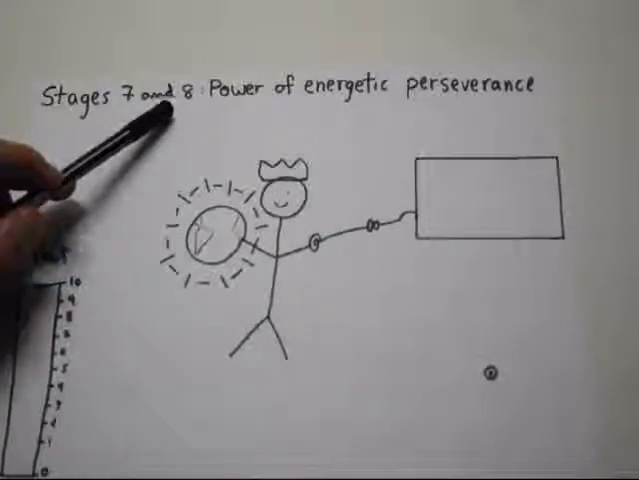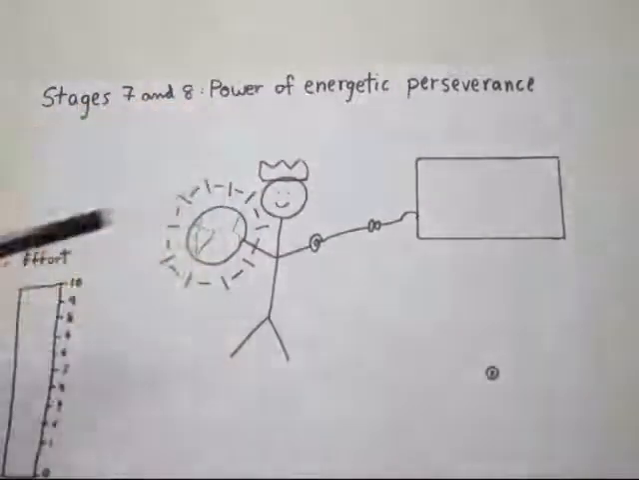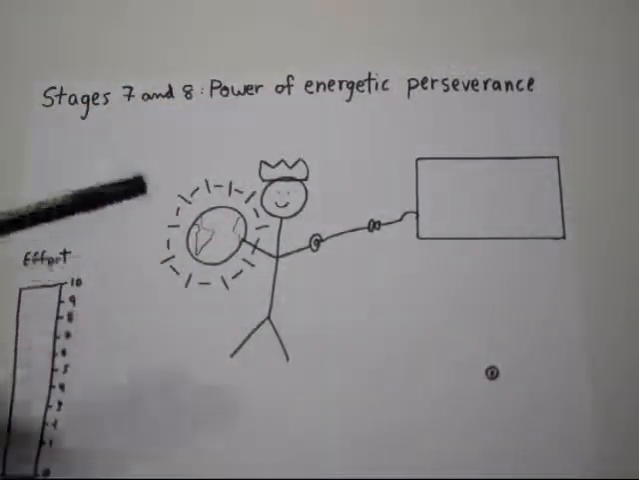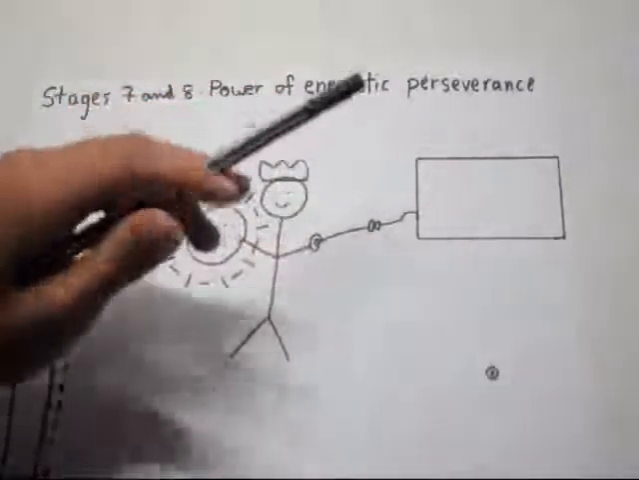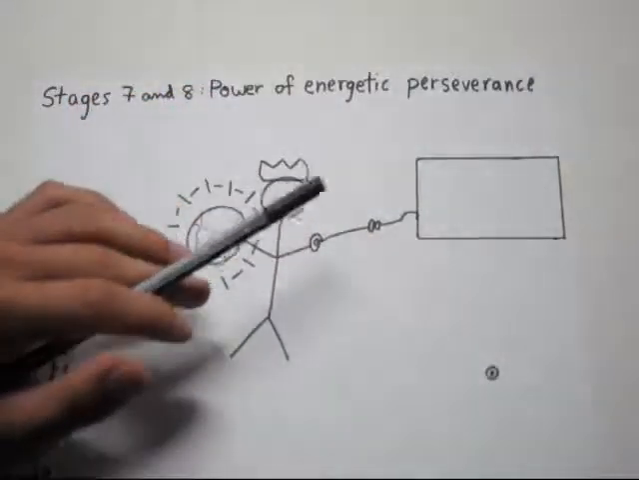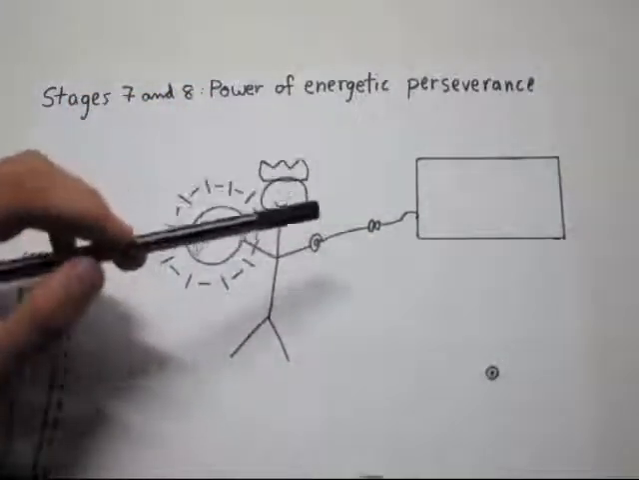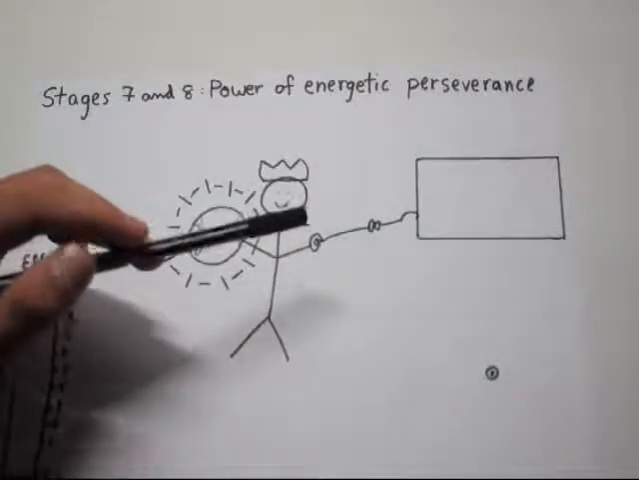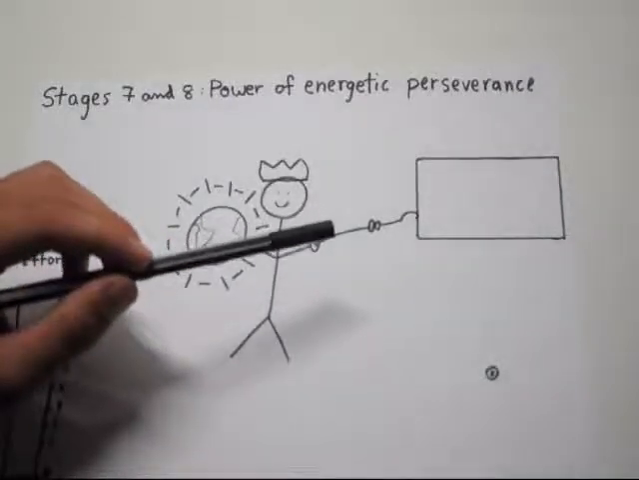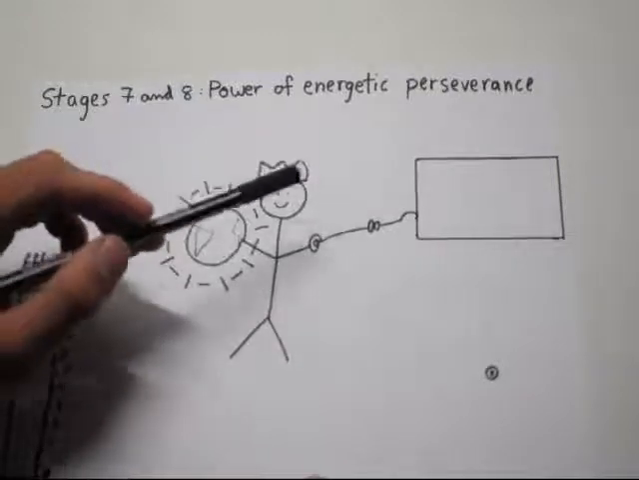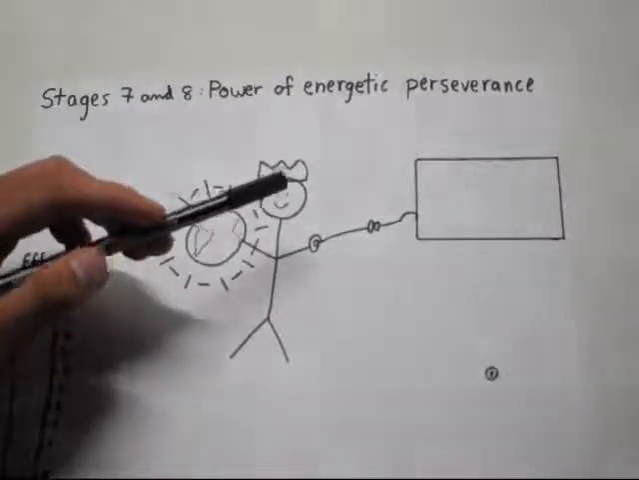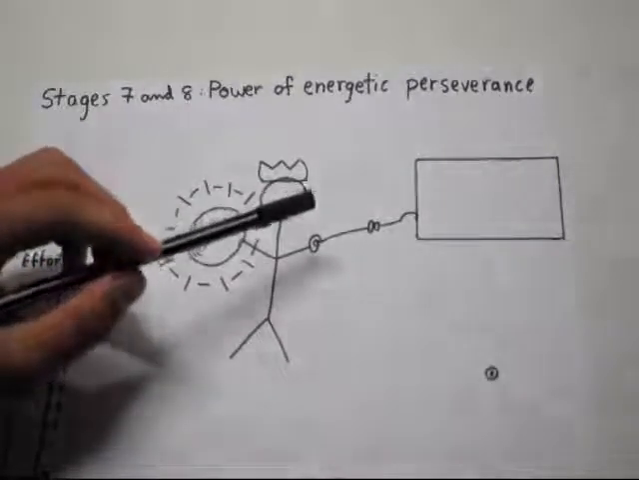Stages 7 and 8. Power of energetic perseverance. The mind now has a completely regular shape, eliminating all of its mental dullness or sinking. The mind can now remain continually in absorption of the object's concentration. We can say that the mind has now a complete single-pointedness that's directed to the object.